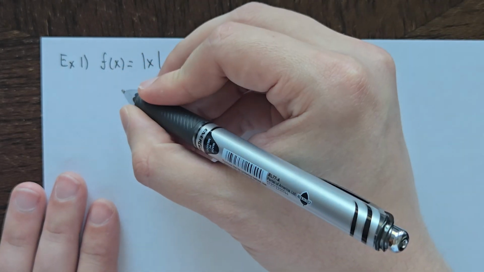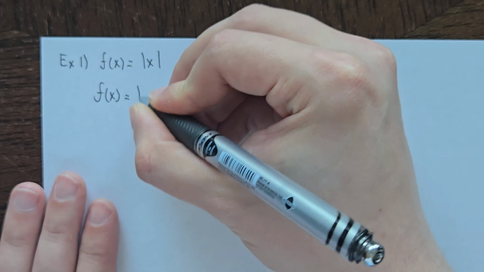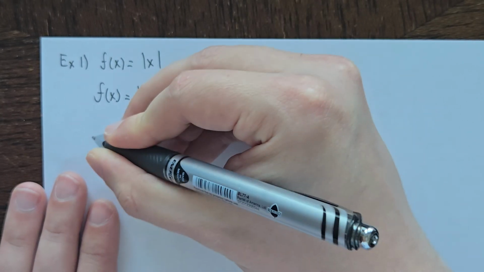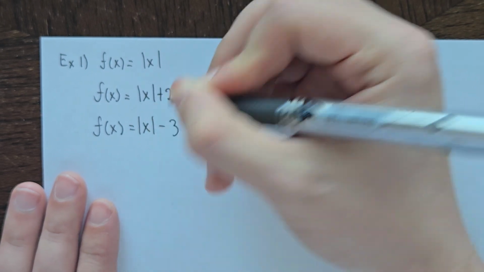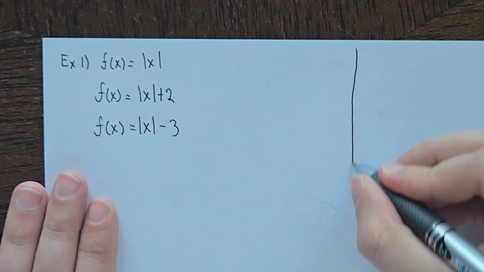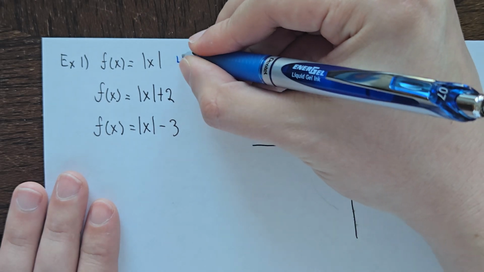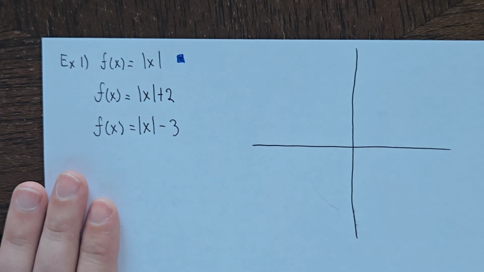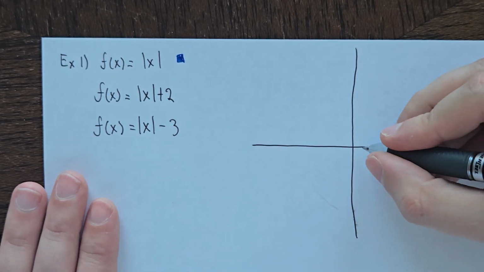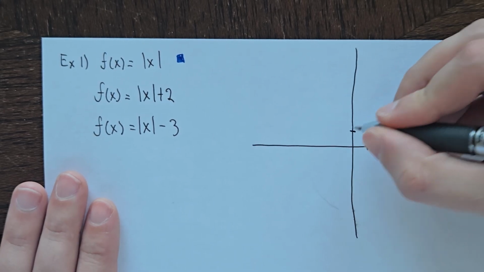So we have f of x is equal to the absolute value of x, f of x is equal to the absolute value of x plus 2, and then f of x is equal to the absolute value of x minus 3. Let's put these all on the same plane and then see how they are going to compare graphically to one another. I'm going to use different colors for each of these. Maybe I'll use blue for the absolute value of x, and then other colors whenever we get there for the other ones. Let's add some tick marks. Maybe I'll go out just 3 in each direction for now.